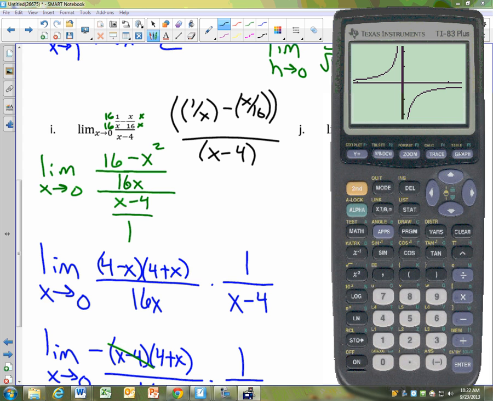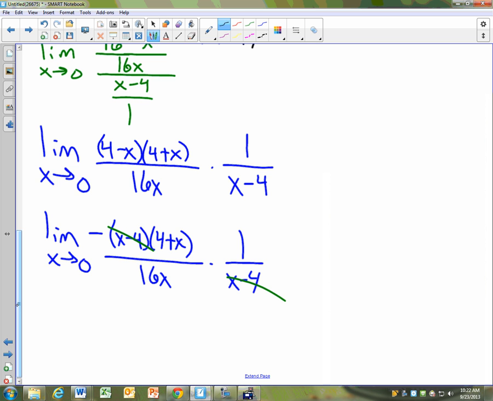Now, in order to evaluate this limit, we need to approach it from the left as well as the right, correct? As you approach 0 from the left, what does the output approach? As you approach it from the right, what does it approach? So therefore, the limit does not exist. We weren't able to verify it algebraically, but we can say this limit does not exist.